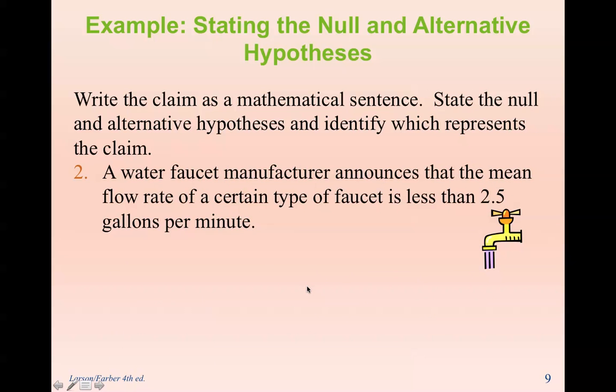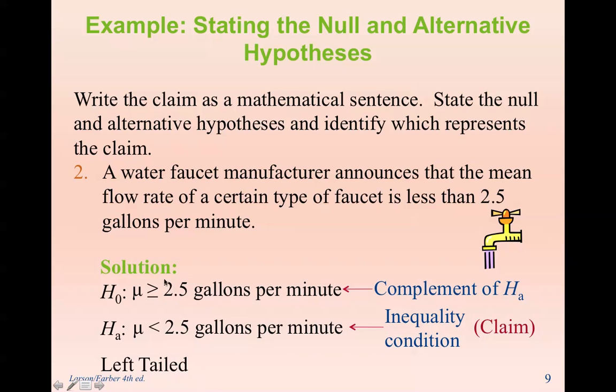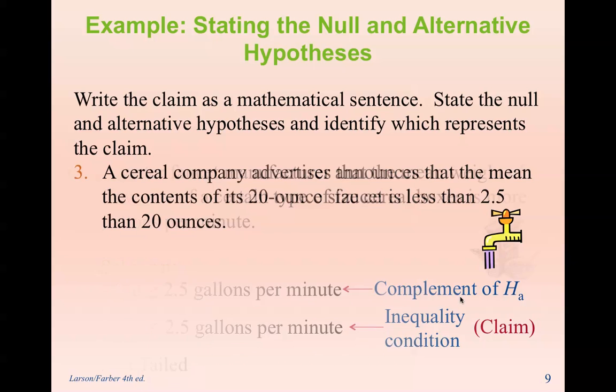Write the claim as a mathematical sentence. A water faucet manufacturer announces that the mean flow rate of a certain type of faucet is less than 2.5 gallons. Less than has to do with our alternative hypothesis. Also, we know less than means it's going to be left-tailed. So our alternative is less than 2.5 gallons. That is our inequality condition, and this is our claim. Now, if this is less than, the null has to be the opposite of that, which is greater than or equal to, and that is the complement of H sub A.